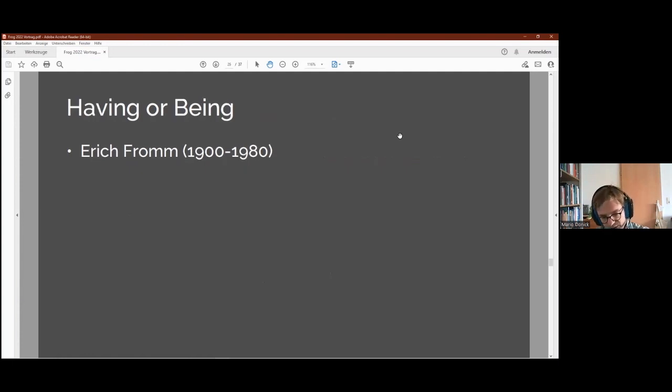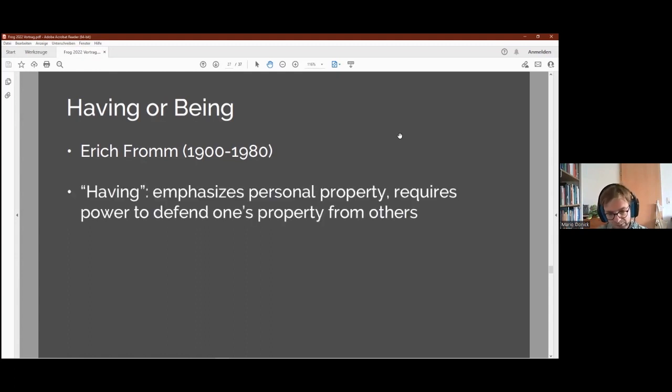Now, the psychoanalyst Erich Fromm distinguished two modes of existence when it comes to property. On the one hand, the mode of having, on the other hand, the mode of being. I think you may know all this. The mode of having emphasizes the value of personal property, not just material property, but also in our language, for example, when we talk about our identity, like my body, my name, my knowledge, and so on. Or our relationships to others, when I say my wife, my employee, as well as our ideas and beliefs.